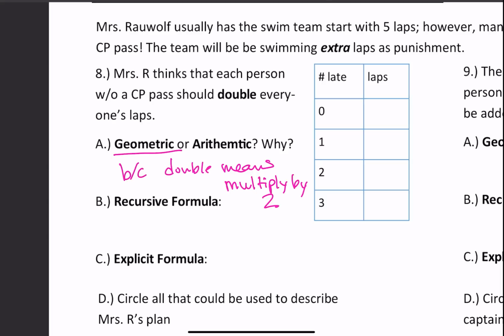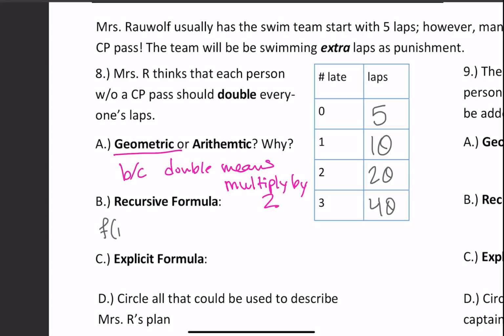So if we start with 5 laps, and nobody is late with a pass and everybody has their pass, then it's 5 laps. If someone comes without a CP pass, then that's 10, and then 20, and then 40. Wow, it's a lot of laps, and yes, I do that.